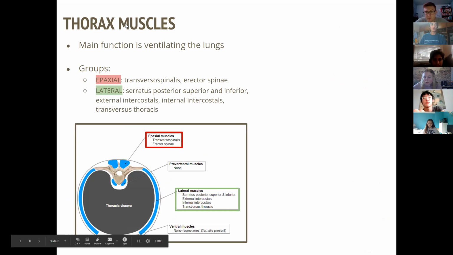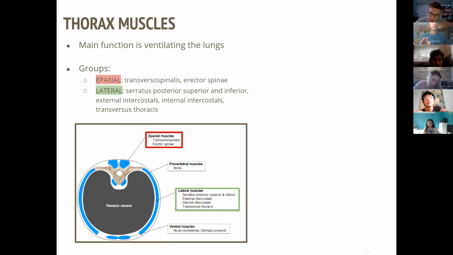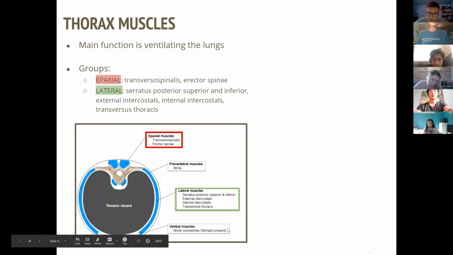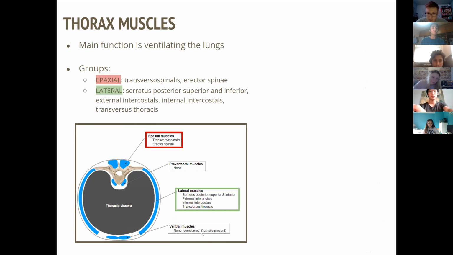Okay, so the next grouping we have, we just did the neck region, now we're going to go to the thorax. So the thorax is really unique in that it actually doesn't have any prevertebral muscles, and it rarely has the ventral muscles. And I say rarely because it sometimes has this muscle called the sternalis. Sometimes it's present. At the moment, it's just a vestigial structure anyway, so if you have it, it's really not contributing any function to you.